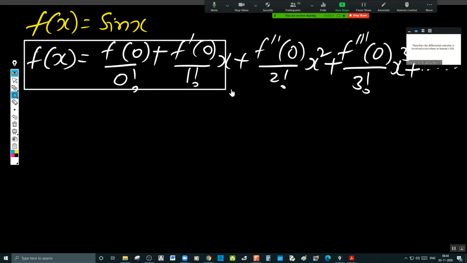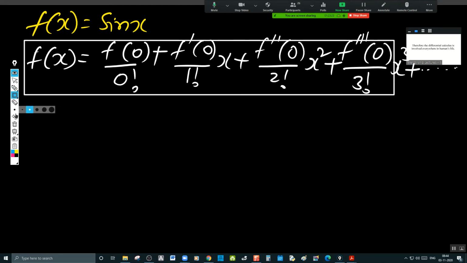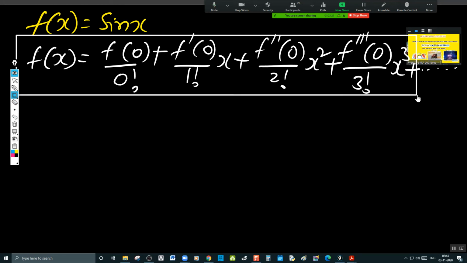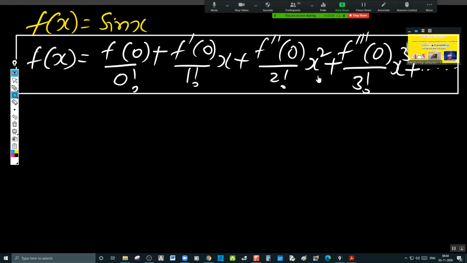This is nothing but the Maclaurin series. Now we are going to apply this Maclaurin series for sin x. Just follow this. Now we'll do a mental calculation. What is sin 0, the first term? 0. So you will not have the first term; that is eliminated. What is the derivative of sin x? cos x. cos 0 is 1.